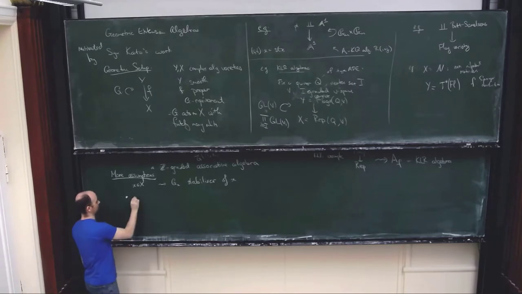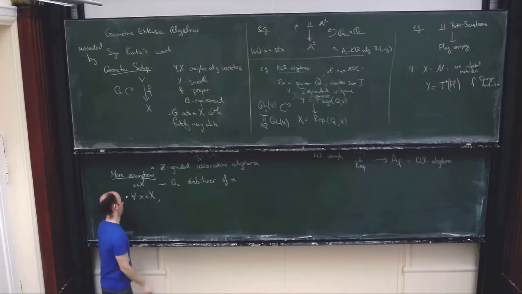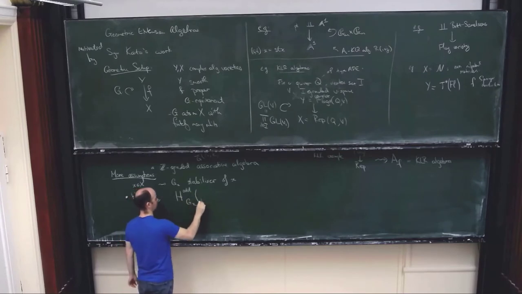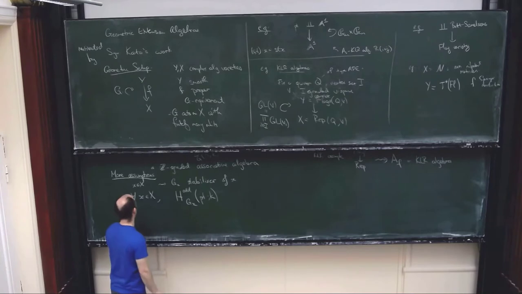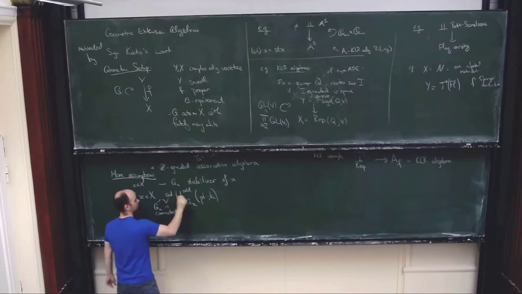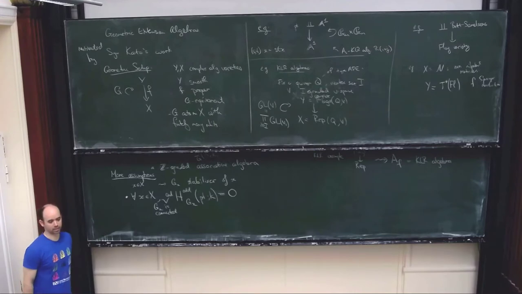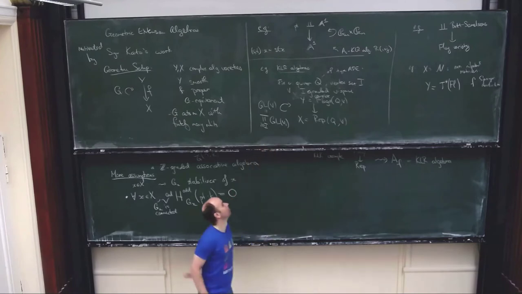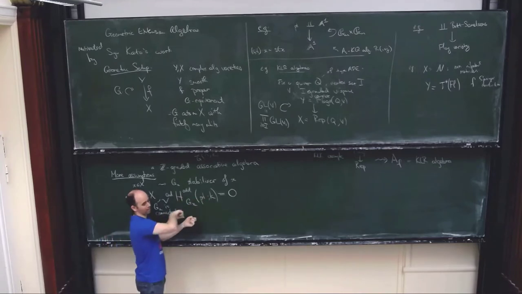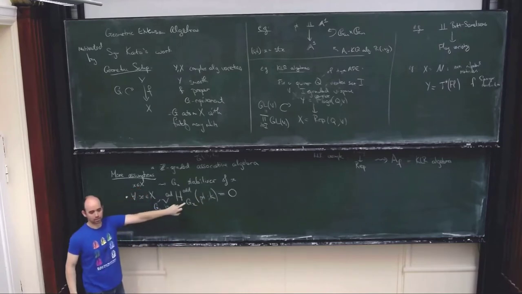So one is that for all x in X, G_x is connected, and there's no G_x-equivariant cohomology of a point with coefficients in k in odd degrees. A few remarks about this, apart from the fact that it's satisfied here. Once you have a connected complex algebraic group, this is automatic for all but a finite number of characteristics of k. So it's a fairly harmless assumption.